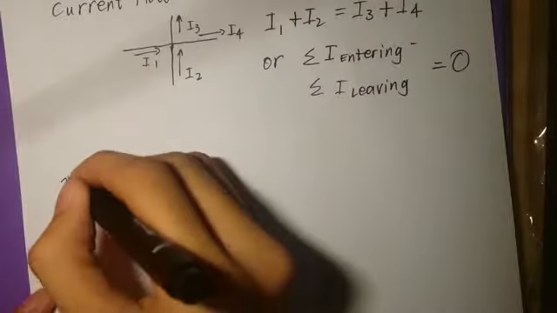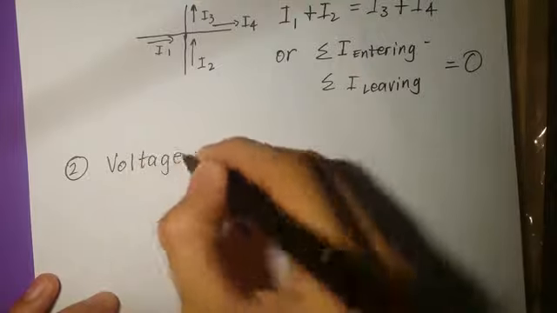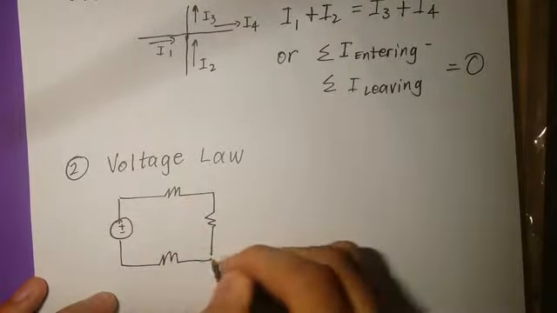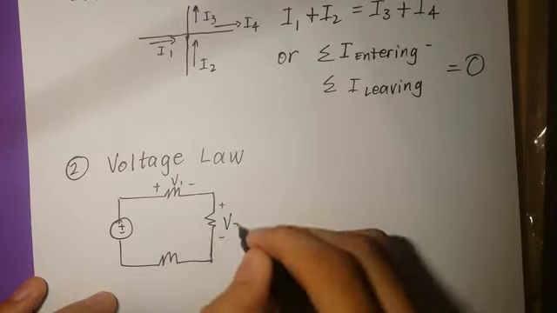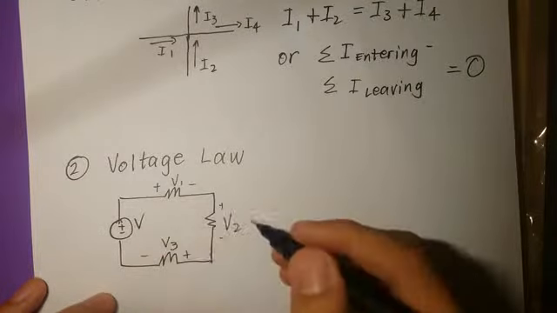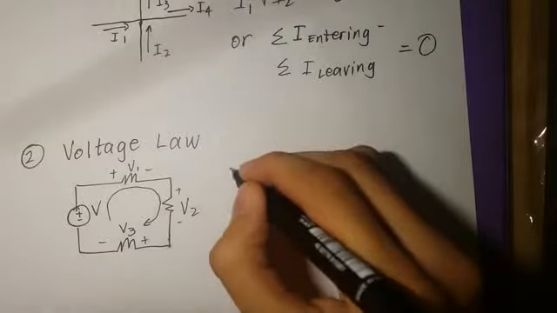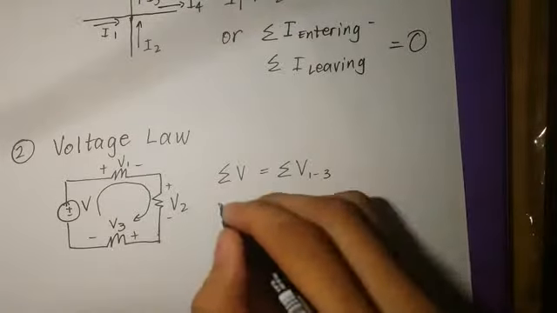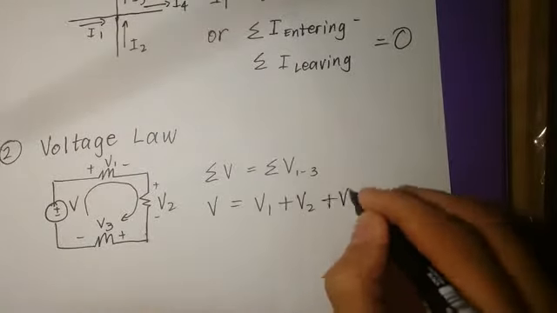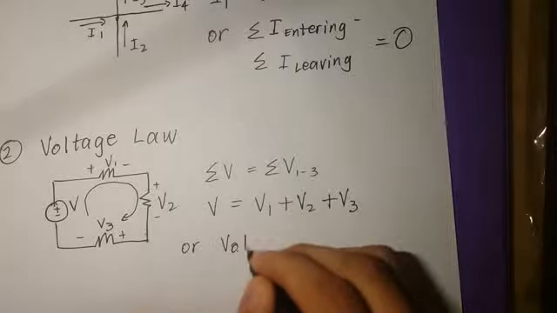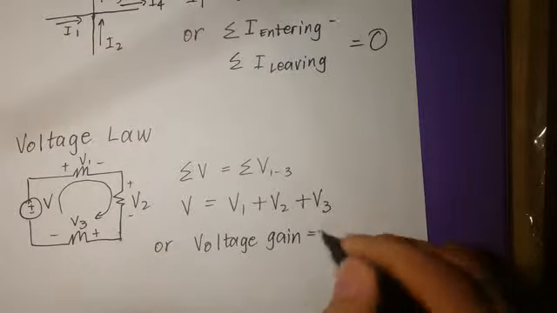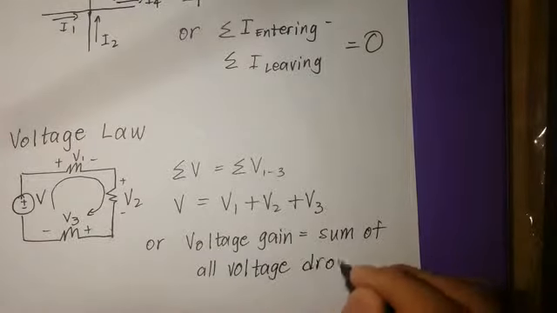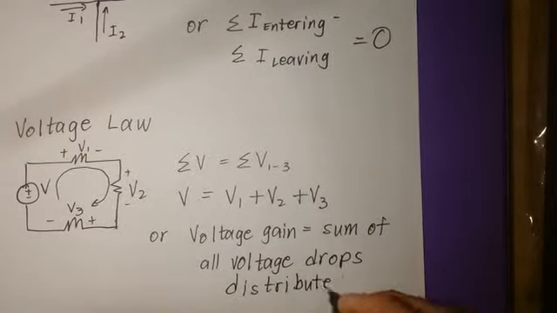The second law is the voltage law. Now let's have this sample circuit. Let's represent this as V1, V2, and V3. And let's represent the source as V. Now in a closed loop, the summation of all voltage sources is equal to the summation of the voltage from 1 to 3, given the circuit. So V is equal to V1 plus V2 plus V3. Or the voltage gain, which is the source, is equal to the sum of all voltage drops distributed to the electronic components.